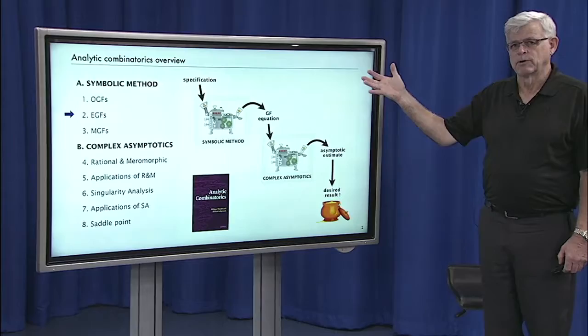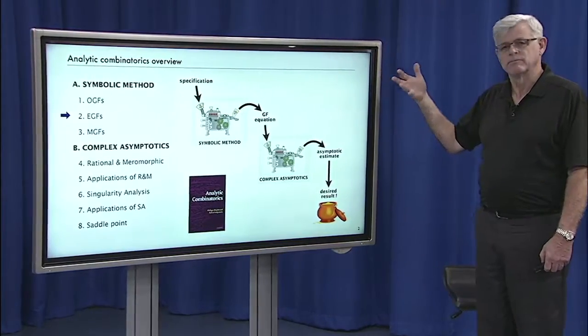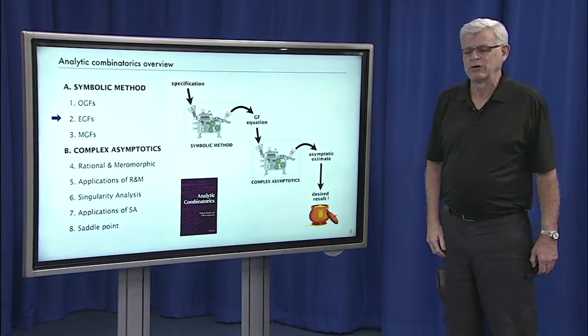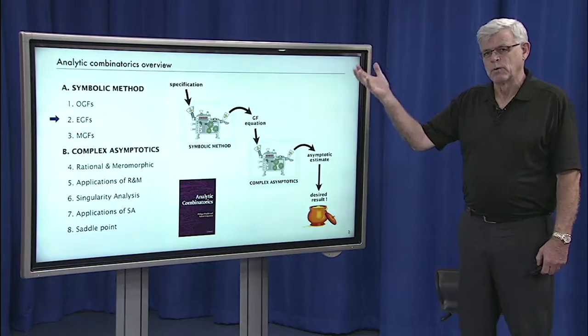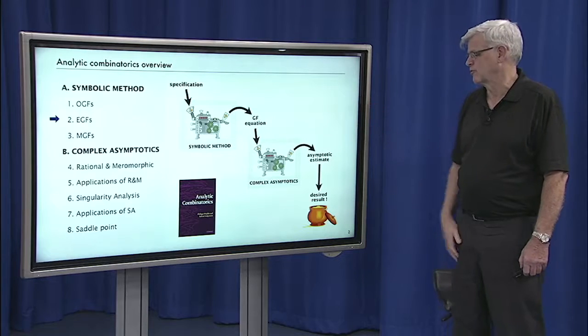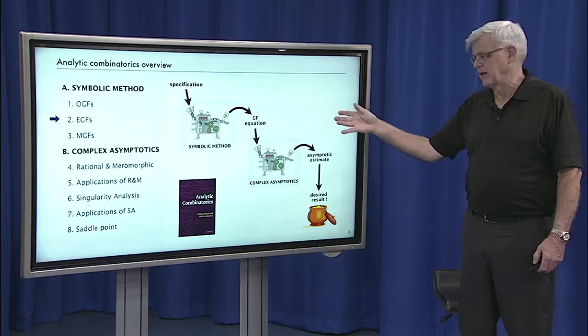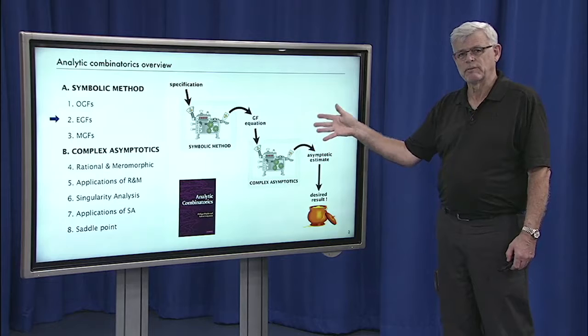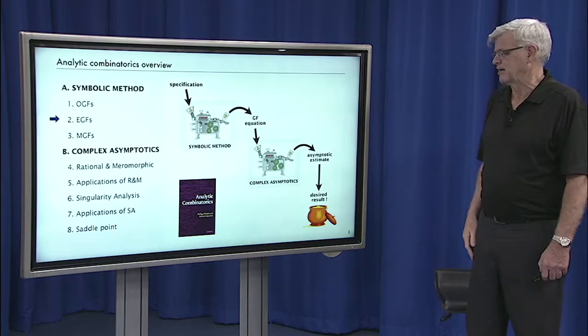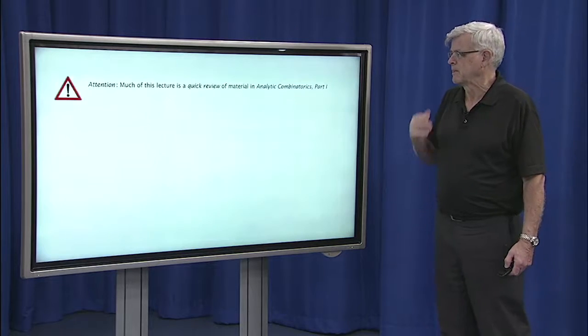And again, we're going to follow the same general approach that we did for unlabeled structures and ordinary generating functions, where we have a specification that's automatically turned into a generating function equation. And then later, in the second half of the course, we'll talk about turning those generating function equations into the asymptotic estimates that we're looking for.